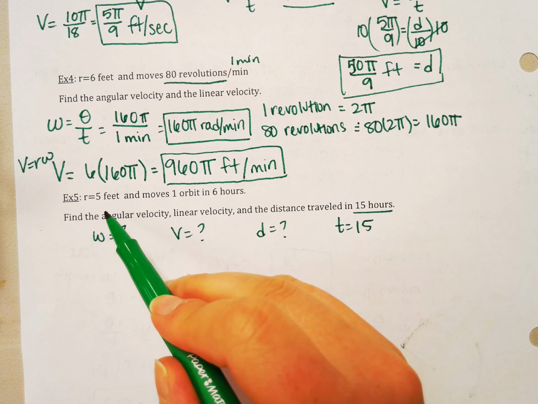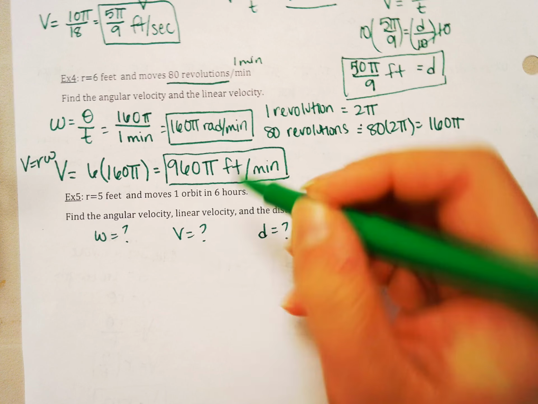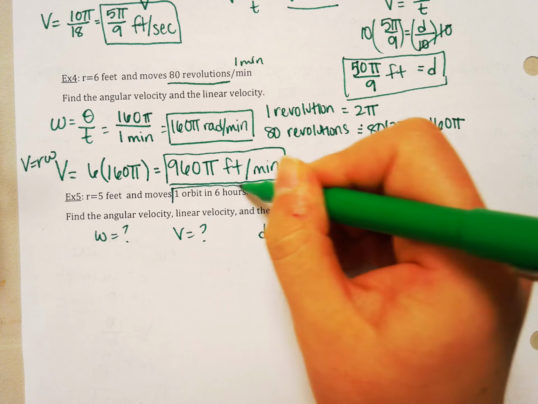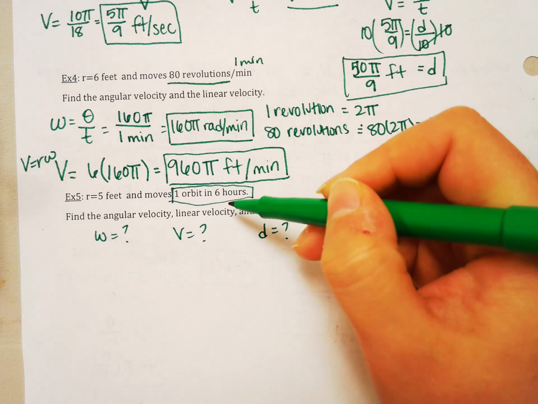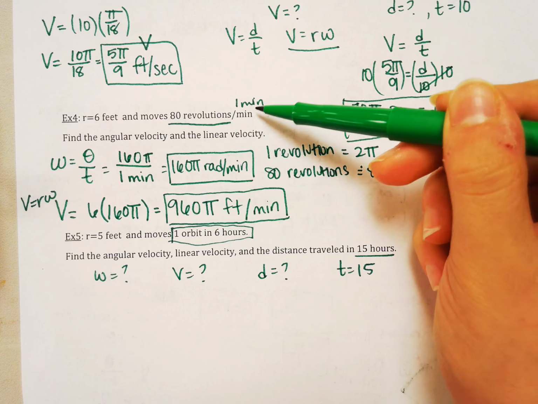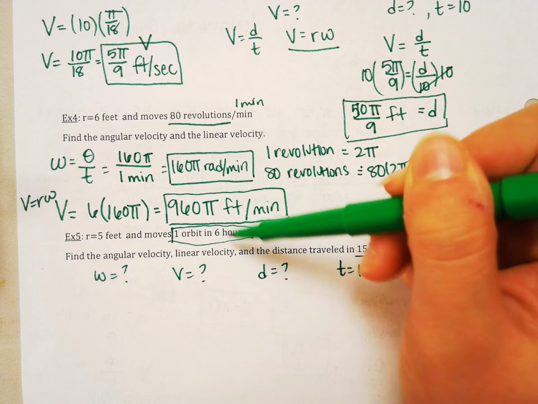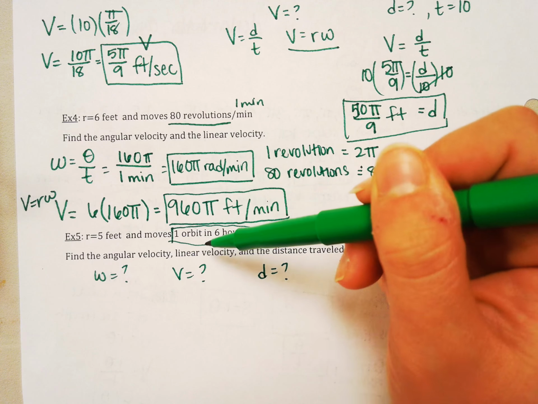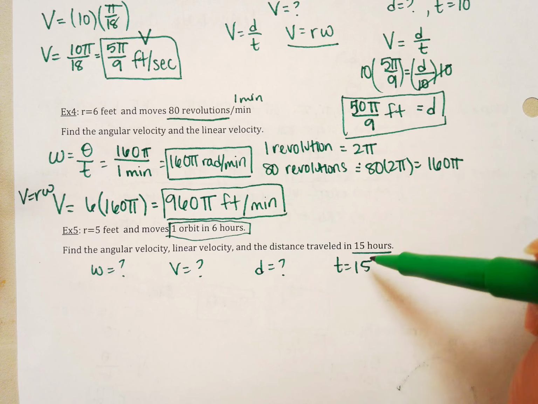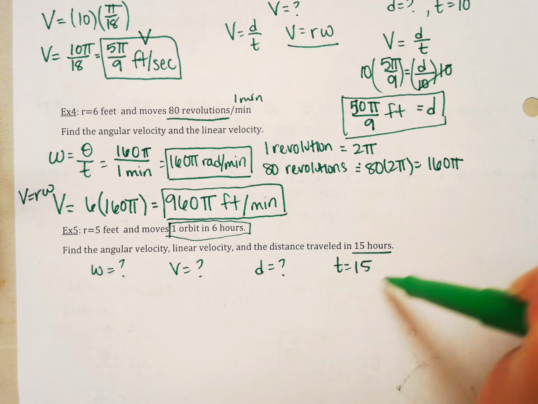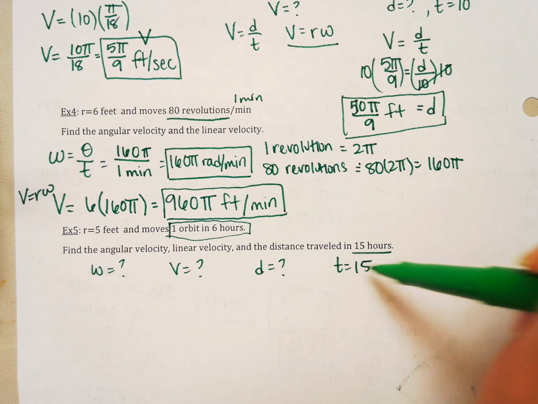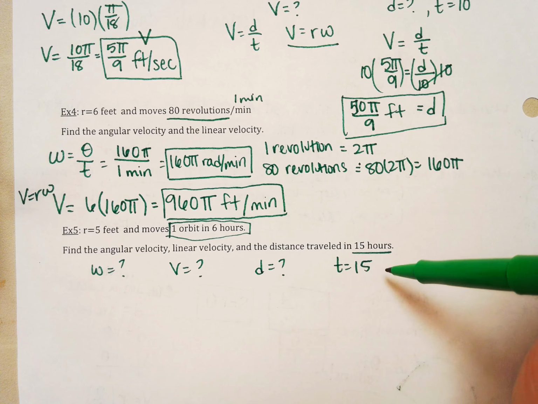It tells us that we have feet, and it tells us this orbits in 6 hours, 1 orbit in 6 hours. So if I'm finding my angular velocity, it's a lot like this one, where this 6 hours is going to be the time as far as my linear or angular velocity is concerned. This 15 hours here really only goes along with the distance traveled in 15 hours, so don't let that confuse us. It's like a different setup to that problem.